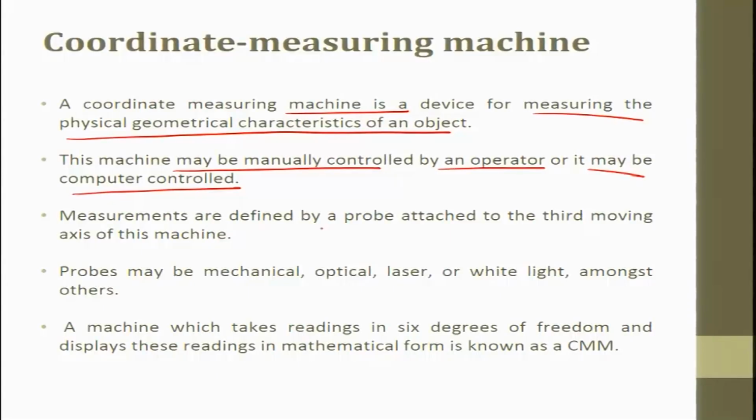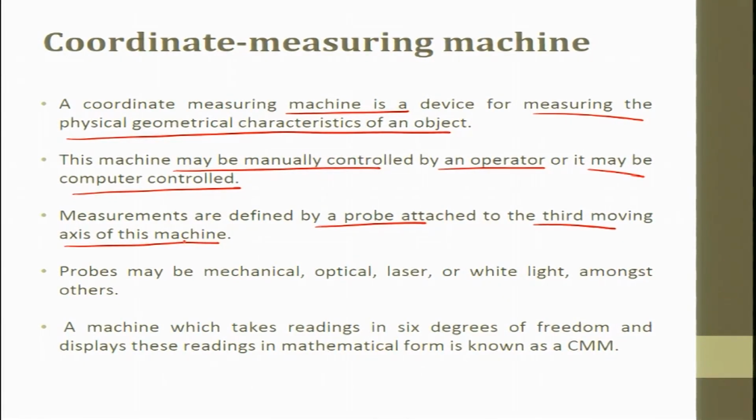We just give the initial point, okay, this is the starting point. Then after each mm or after each 2 mm we can give that distance. It will record the points on a specific plane or specific curve, or we can change the direction of our probe. Those things can happen. This is CNC control. Manually, using a joystick, we can keep touching the probe to control the data. So measurements are defined by a probe attached to the third moving axis of this machine.